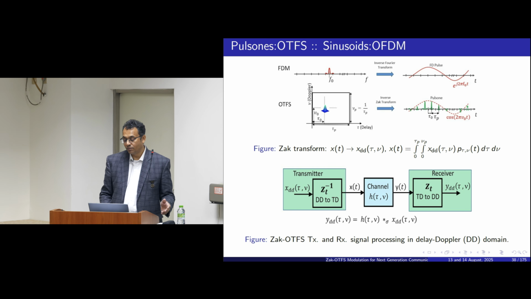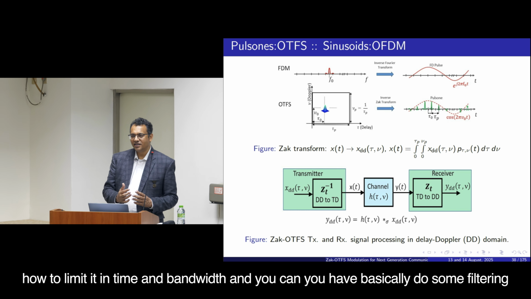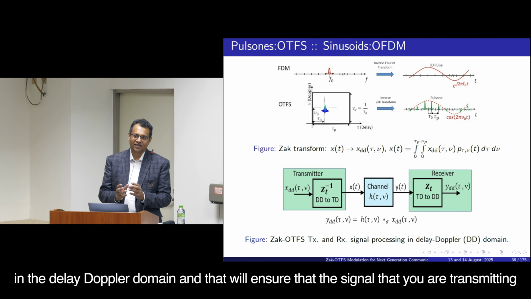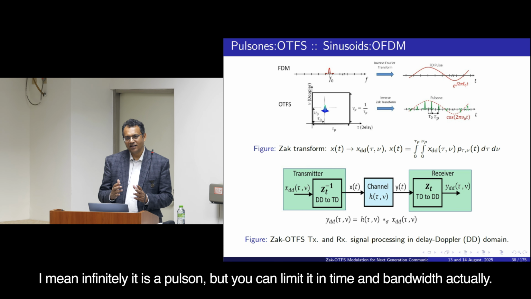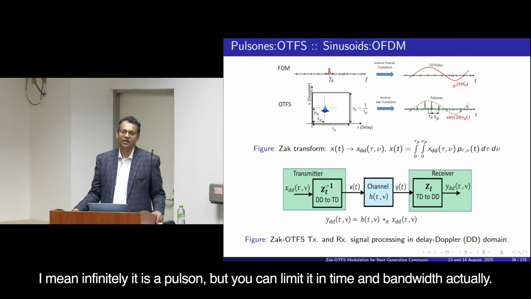But I will show you how. This pulson is actually not limited in time and bandwidth, if you see. But I will show you how to limit it in time and bandwidth, and you have to basically do some filtering in the delay Doppler domain, and that will ensure that the signal that you are transmitting, infinitely it is a pulson, but you can limit it in time and bandwidth actually.